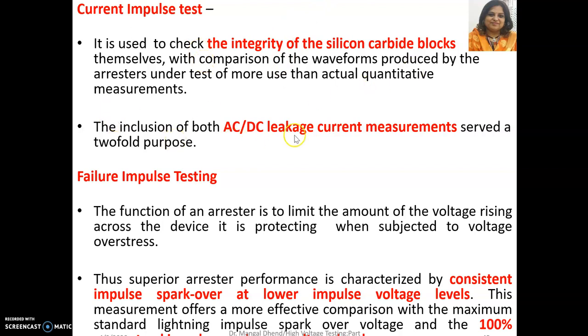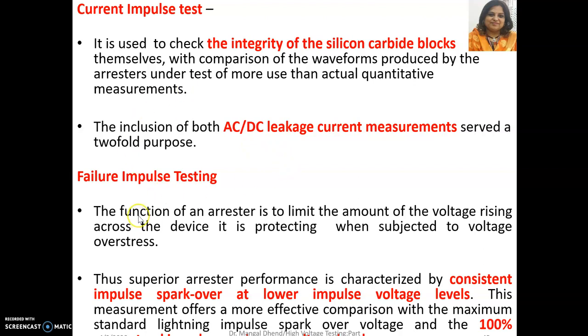The inclusion of both AC and DC leakage current measurements serves a twofold purpose. When you are passing a current impulse through the arrestor, you can pass AC and DC and find out the leakage current, because when you apply normal voltage, the current passing through the arrestor is called the leakage current.